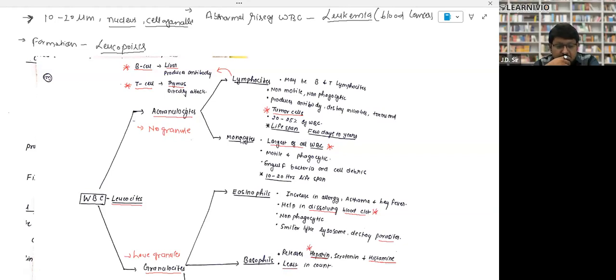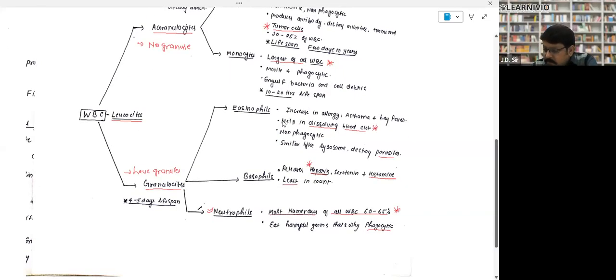Next, granulocytes can be further categorized into eosinophil, basophil, and neutrophil.